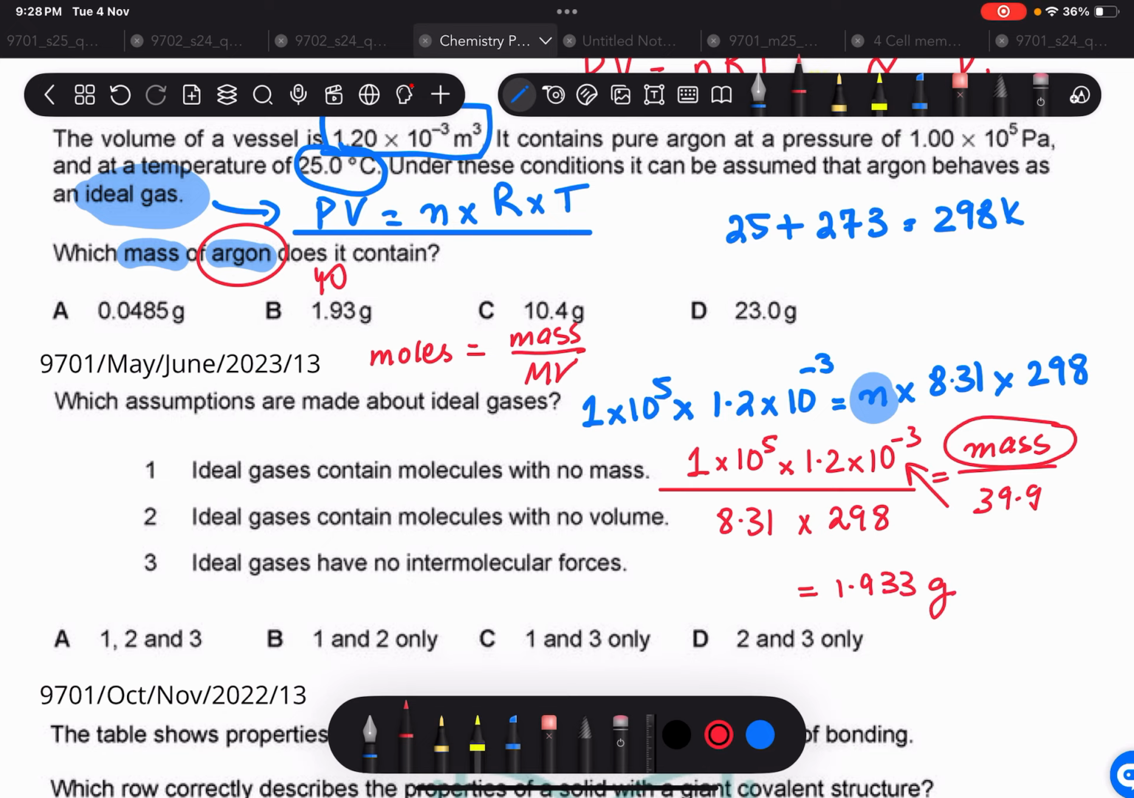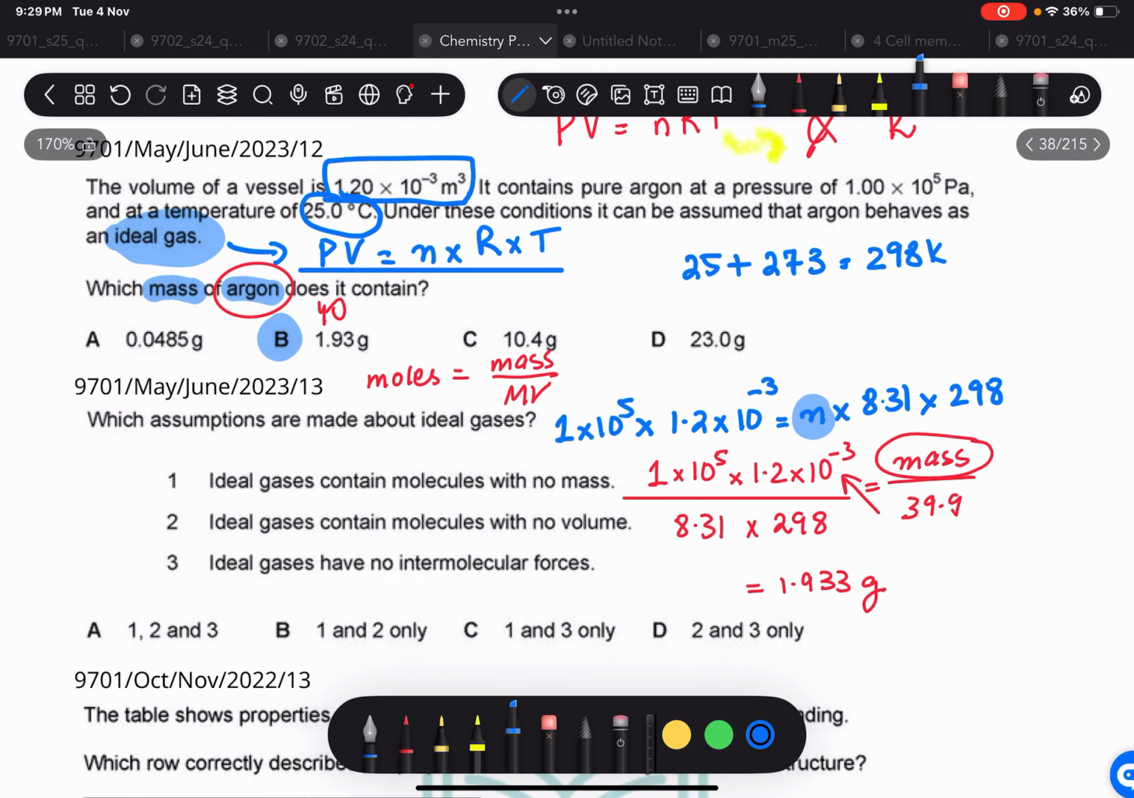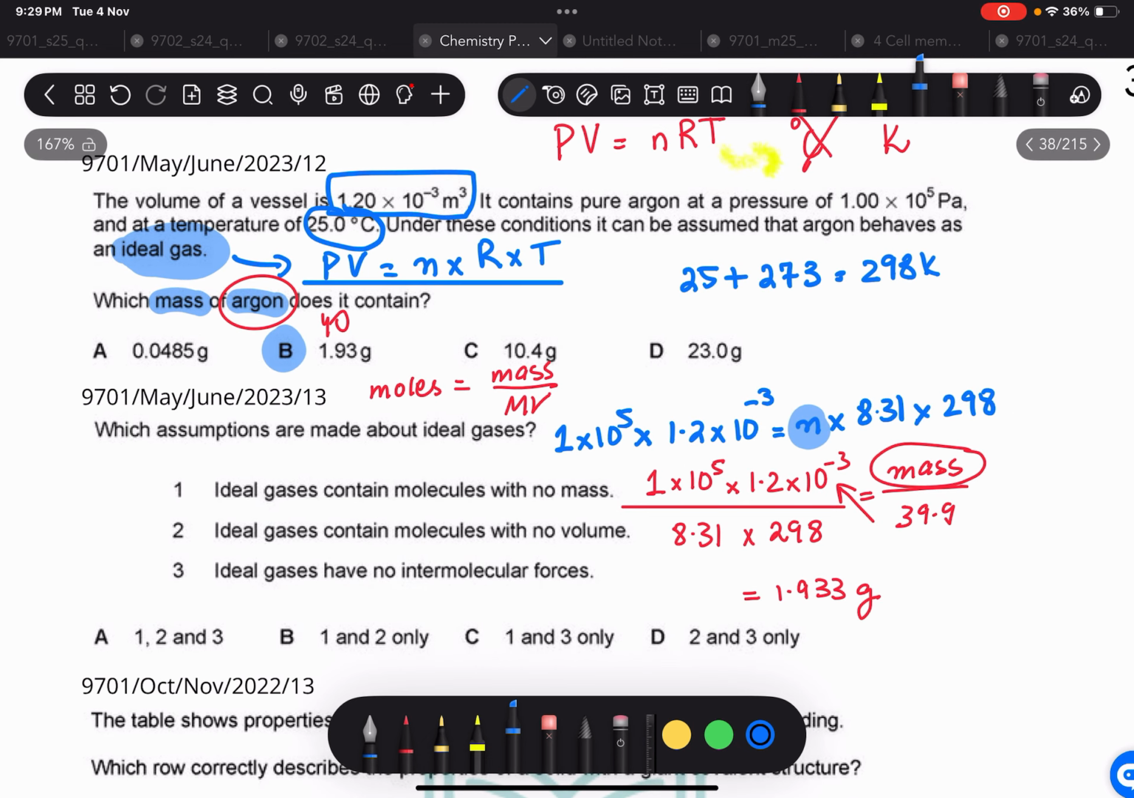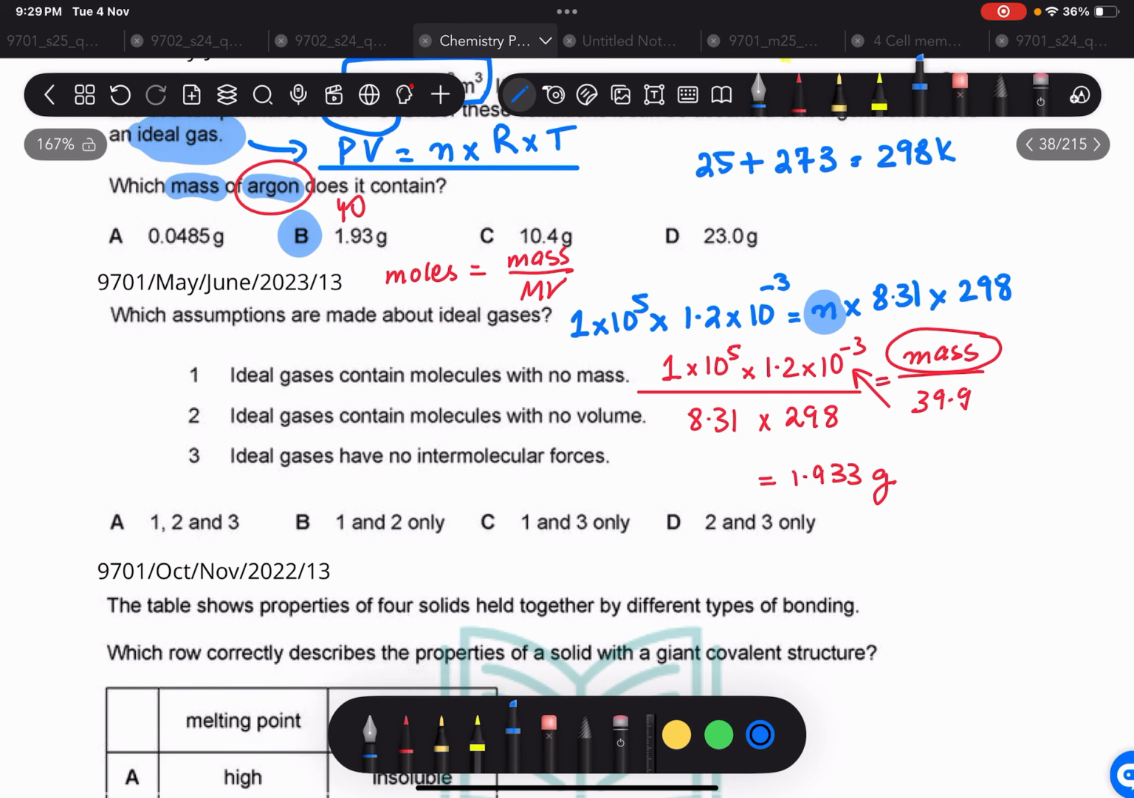grams. So it makes option B the correct answer. I hope you get this is the entire working involved in this question. It was a fairly easy question. Moving on. Which assumptions are made about an ideal gas?